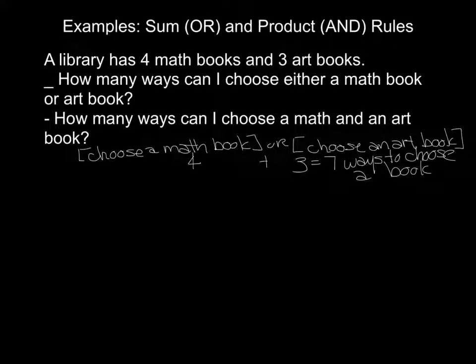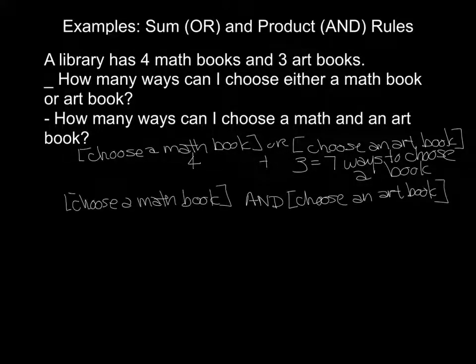The next question, how many ways can I choose a math and an art book? We will imagine this occurs in 2 stages. Our first stage, we are going to choose a math book. We're going to do a second stage, and we're doing both the first and second stage, so we'll be using the product rule. And then we're going to choose the art book. So again, 4 ways of choosing the math book and 3 ways of choosing an art book. So there are 12 ways.